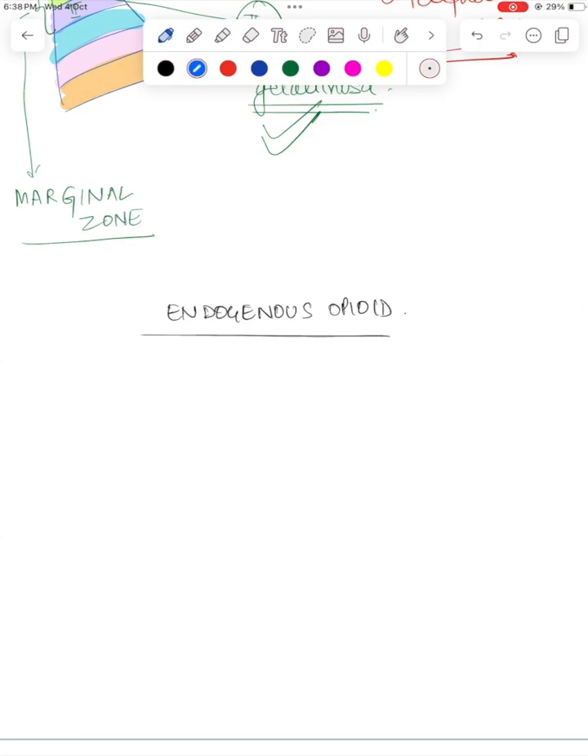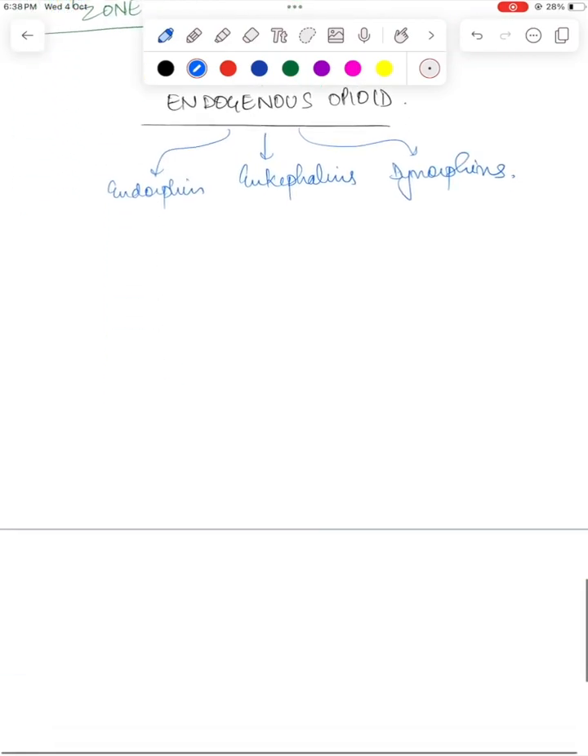Now, there are 3 types of endogenous opioids. We have endorphins, enkephalins, and dynorphins. These are derived from 3 precursor proteins.